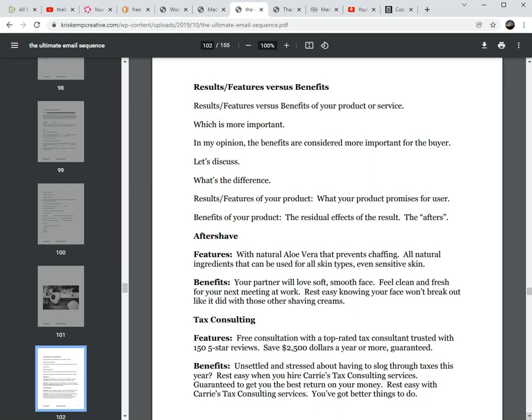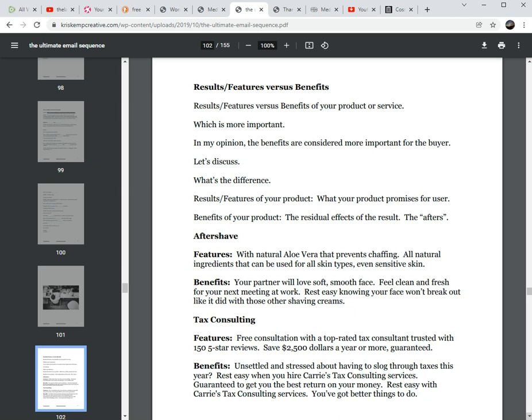Tax consulting features: free consultation with a top-rated tax consultant trusted with 150 5-star reviews. Save $2,500 a year or more, guaranteed. So the features of the tax consulting are what? Free consultation, top-rated tax consultant, 5-star reviews, save $2,500 a year or more, guaranteed.